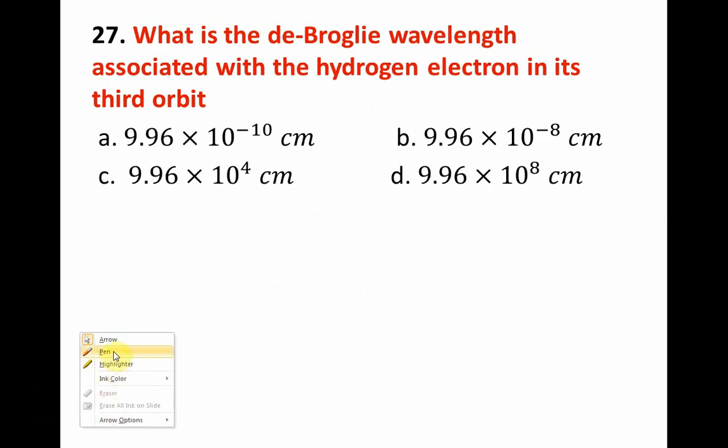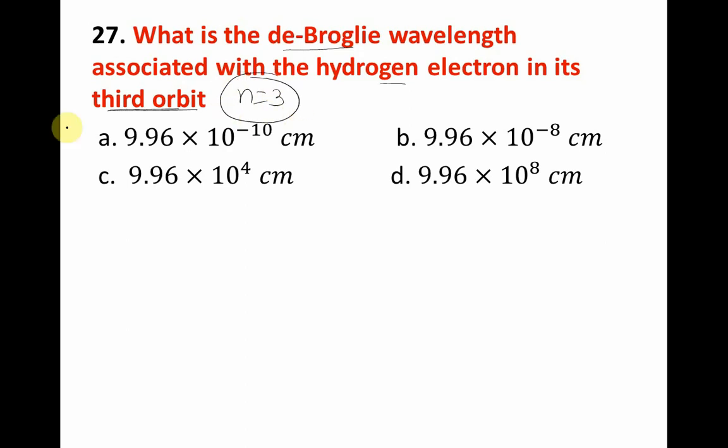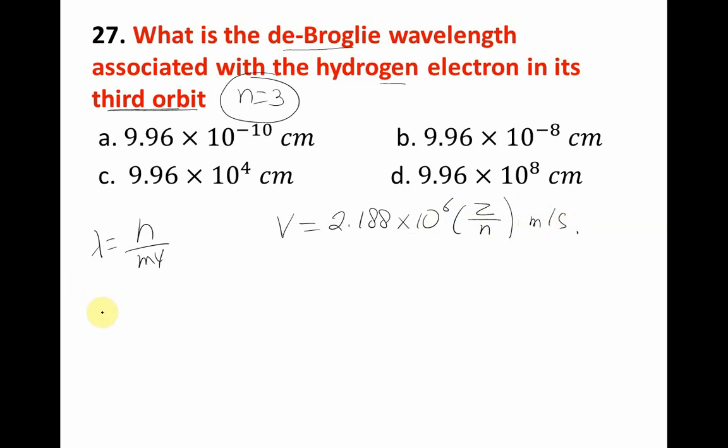Next question. What is the de Broglie wavelength associated with a hydrogen electron in the third orbit? n is equal to 3. Solve it. We know that lambda is equal to h divided by mv. v is the velocity of the electron. The velocity of the electron is 2.188 into 10 to the power of 6 times Z by n meter per second. Substitute all the values into this.